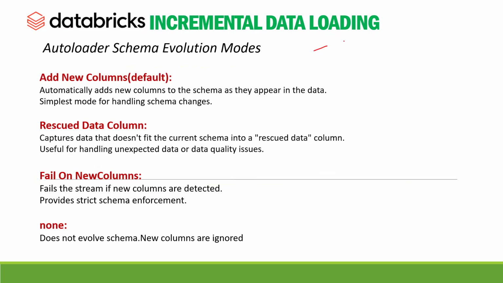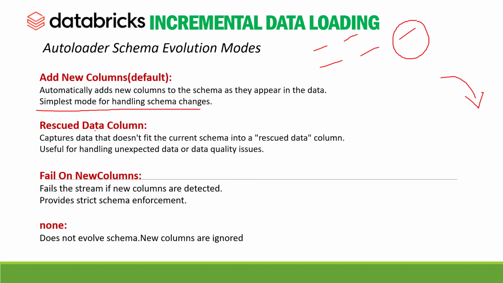Initially, two columns were there, and later, if three columns are coming, this new column has to be accommodated in our target table. For that, we have the add new columns option, and this is the default mode. It automatically adds new columns to the schema as they appear in the data, and it is the simplest mode for handling schema changes. We will explore all of these modes in a while.